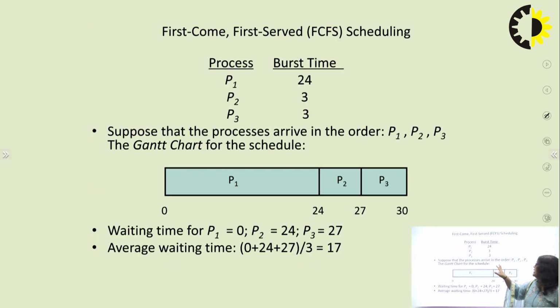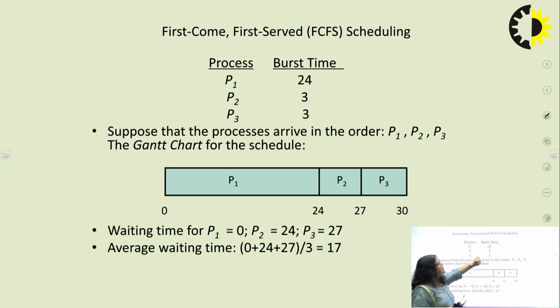Now this is the second question. In this question there are 3 processes P1, P2, P3, and the burst times of the processes are 24, 3 and 3, and each and every process arrives at time 0 in this case. We follow the order P1, P2, P3.